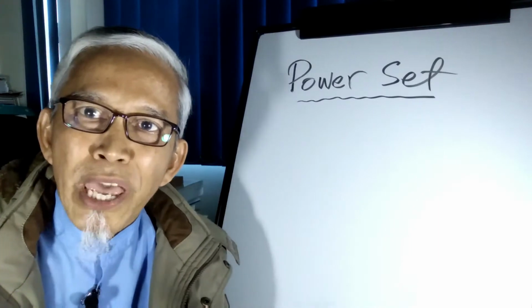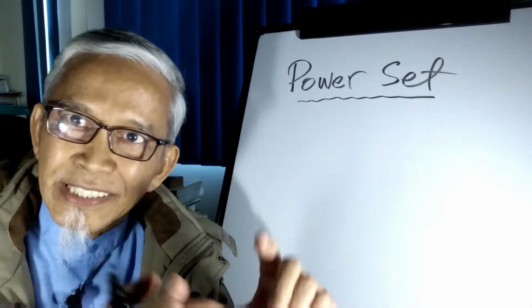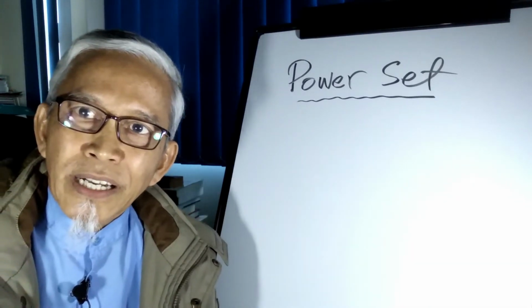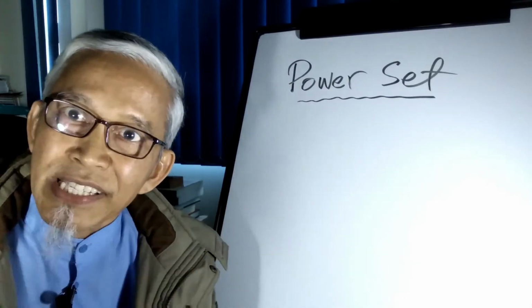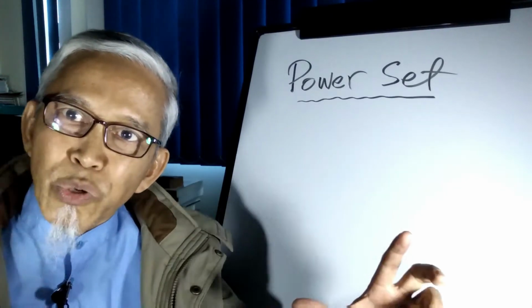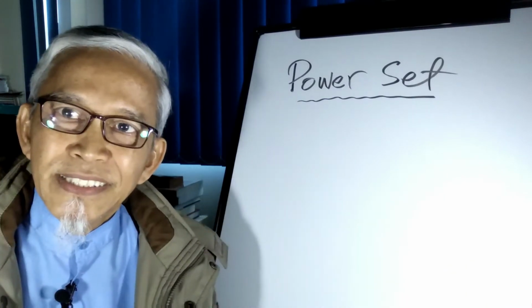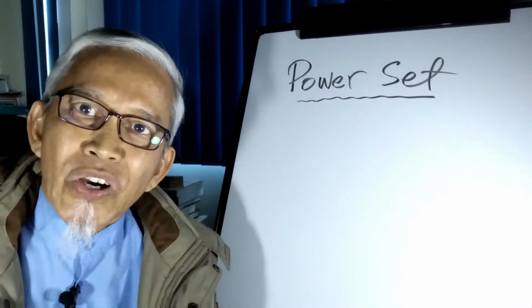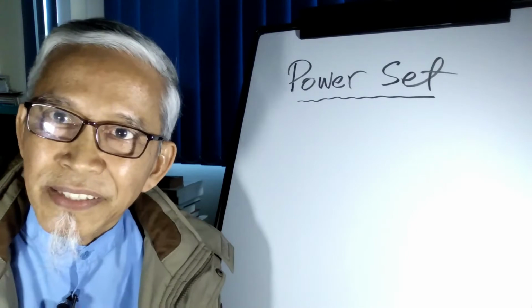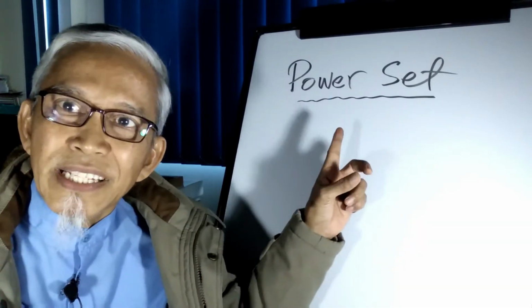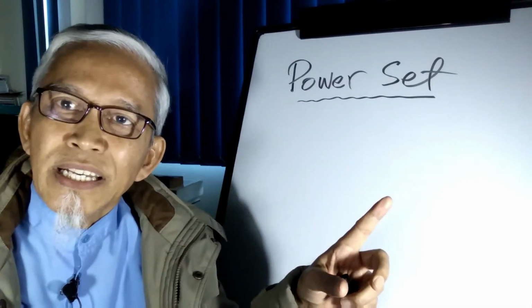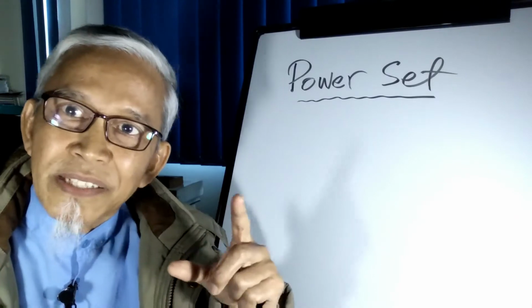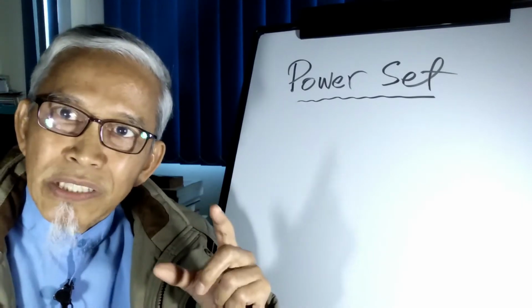Now, for example, if we have one particular set, and we write down all the subsets of this set and put them together in one big set, that big set is called the power set of the set. So the power set is actually just the set of all subsets of any set.